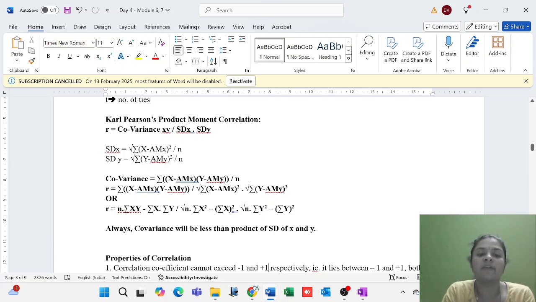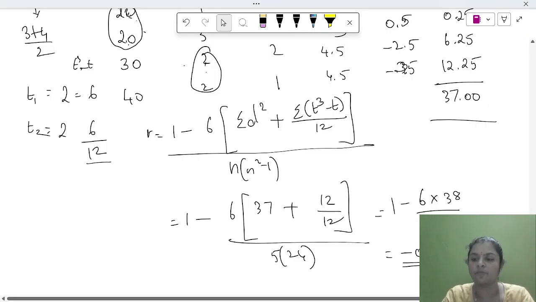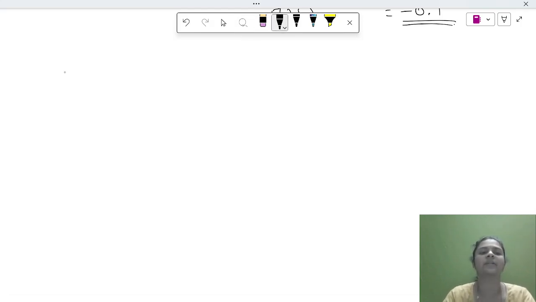Now what is the covariance formula? Sigma x minus x bar, where arithmetic mean of x is x bar, into y minus y bar, divided by n. Or sigma x minus x bar into y minus y bar, the whole divided by root of sigma x minus x bar the whole square into sigma y minus y bar the whole square. This is the calculation of R. I am putting the formula again in a simpler manner for your ease of understanding. I believe all of you are familiar with the formula, but just for a recap.